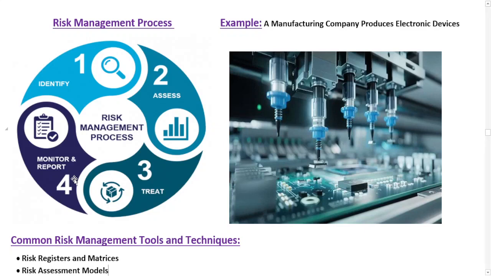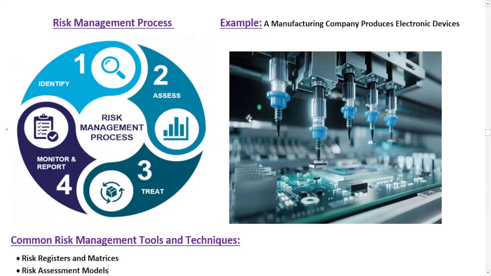Now let's understand each step with the help of an example. Let's consider a manufacturing company that produces electronic devices. In order to manage their risk effectively, they need to follow this risk management process. In the first step, they need to identify all the potential risk and their causes. They also need to consider internal and external factors that may contribute to their risk.